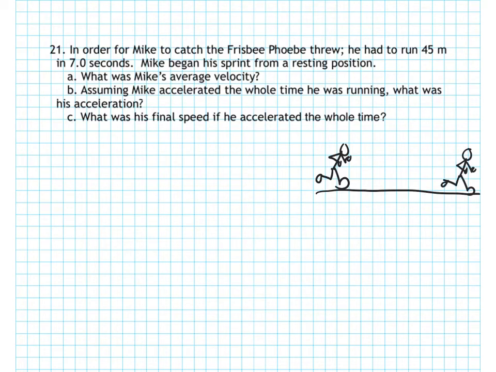So here he is running, and he starts from a rest. So that means initial velocity is 0. It took 7 seconds. So that's the time. And this distance from where he started to where he ended was 45 meters.